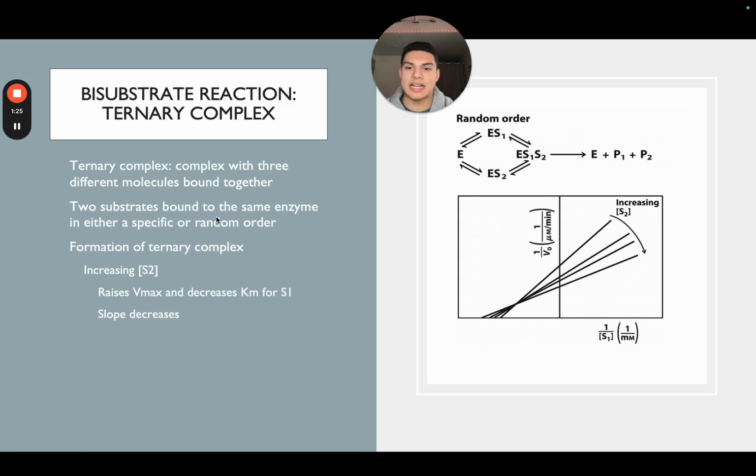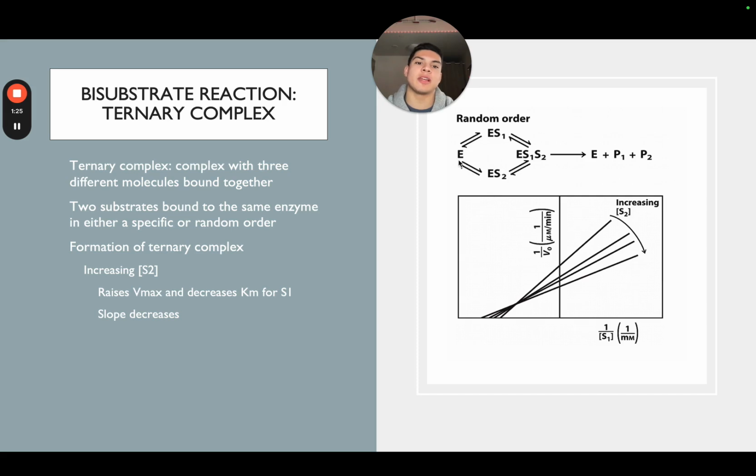And then moving on to the last couple of slides, there is the bi-substrate reaction, the ternary complex. The ternary complex is a complex with three different molecules bound together at the same time, essentially two substrates bound to the same enzyme in either specific or random order. We don't know. This right here is a random order.